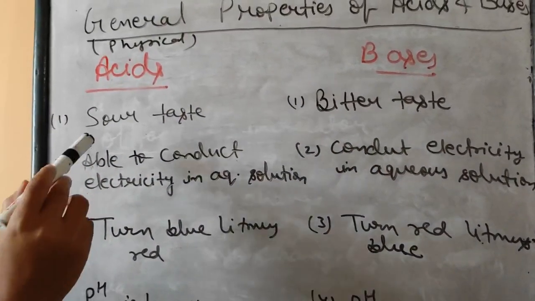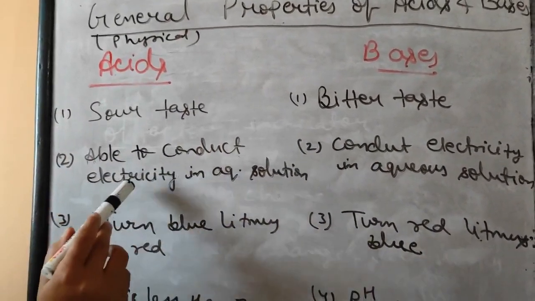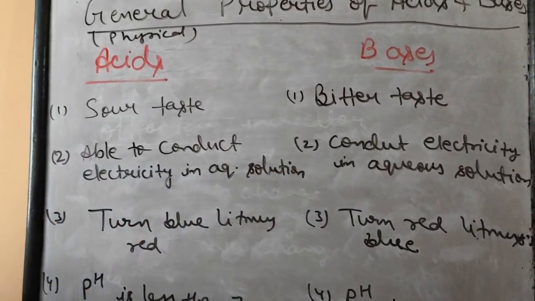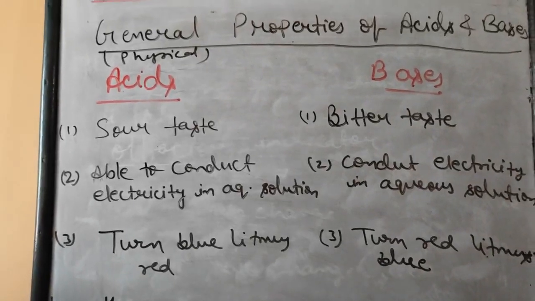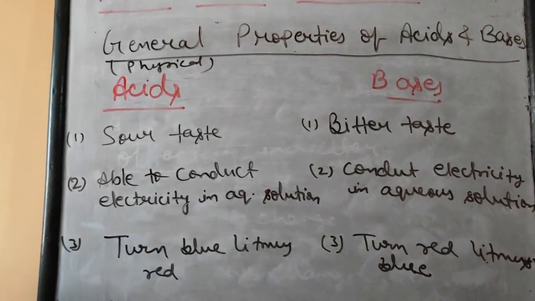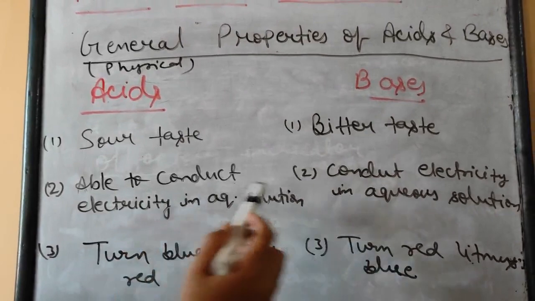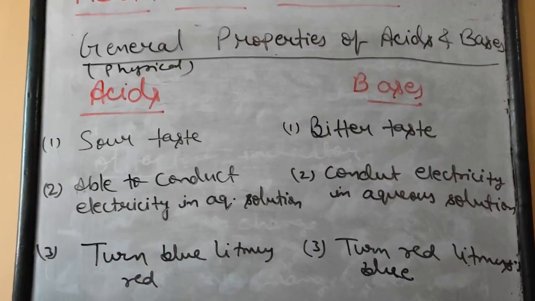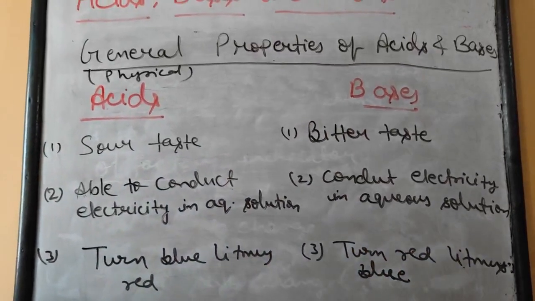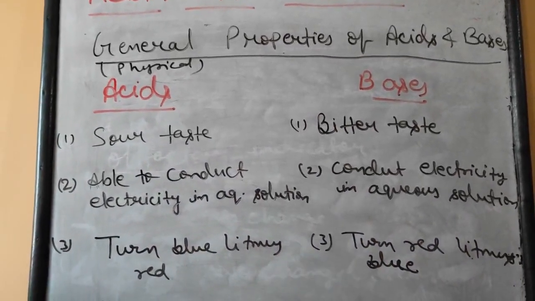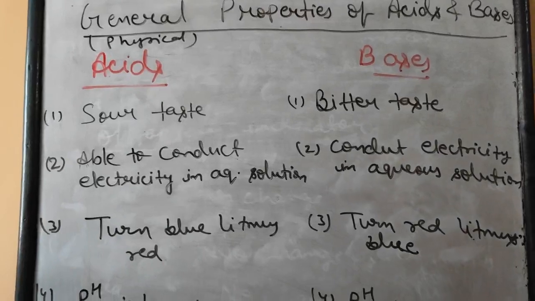Second, acids are able to conduct electricity in aqueous solution. If we add water in the acid, if we dissociate the ions of acid, it can conduct electricity. And this is the common property of acids and bases both. Bases also can conduct electricity in the aqueous solution. Both are good conductors of electricity in aqueous solution.